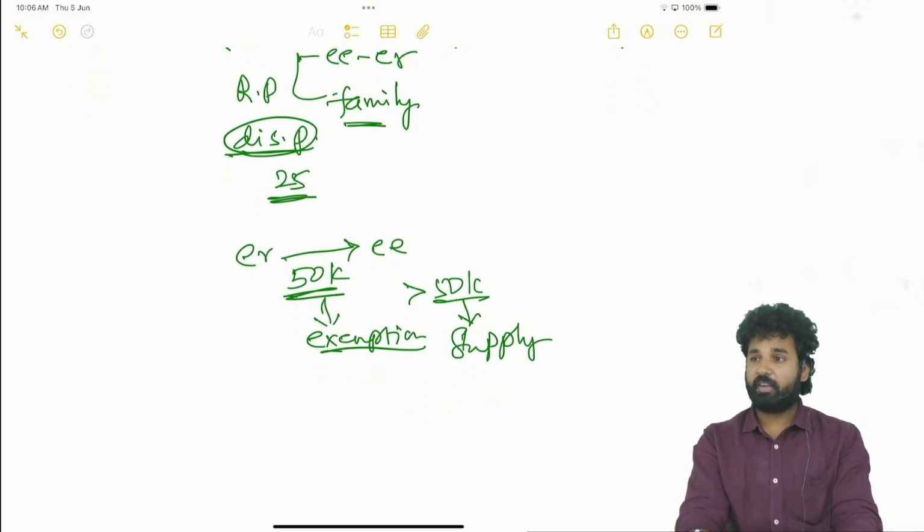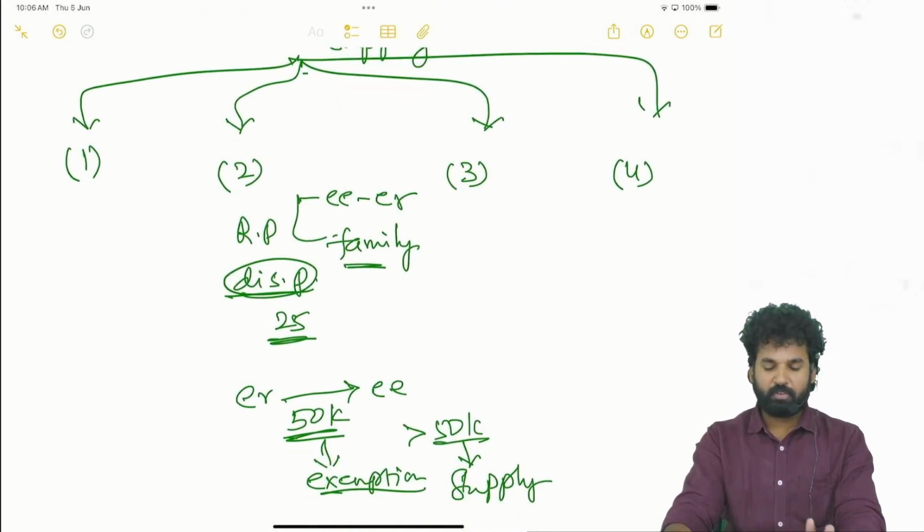At the same time, perquisites which are there in the agreement, in the employment contract, if those perquisites are being provided to the employee by the employer, in such cases, there is no supply. If the perquisites are beyond that and the value is more than 50,000, on the entire value, supply will be charged for GST. Okay, treated as supply and charged for GST.